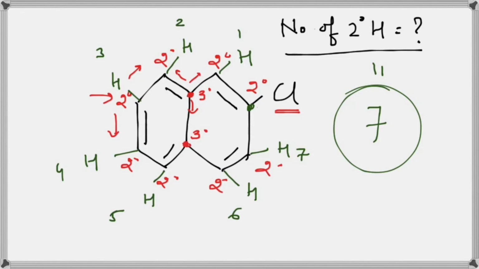So that is how you identify the degree of carbon and hydrogen atoms.